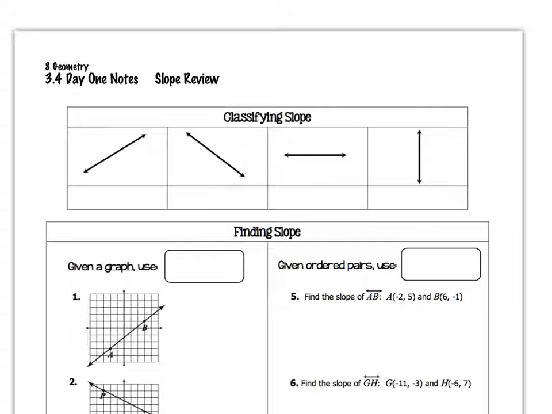So if you remember from last year, there are 4 different types of slope that you can have for lines. You can have lines that have positive slope, which are increasing lines, negative slope, which are decreasing lines. You can have zero slope, and that would be a horizontal line. Or you can have undefined slope, which would result in a vertical line.